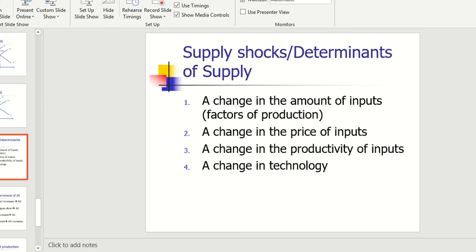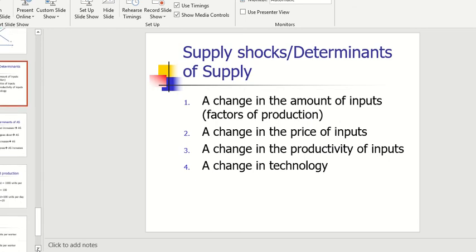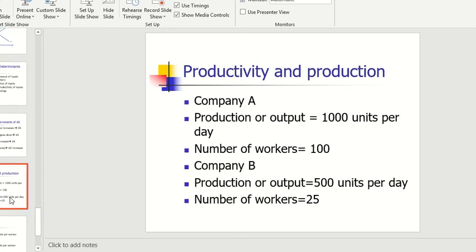Next, a change in the productivity of inputs. Productivity and production, they are related, but they are not the same thing. So let's look at an example. We have two companies, Company A and Company B. Let's say Company A produces 1,000 units per day. So that's the production. That's the output. Company B, on the other hand, produces 500 units per day. So that's production.